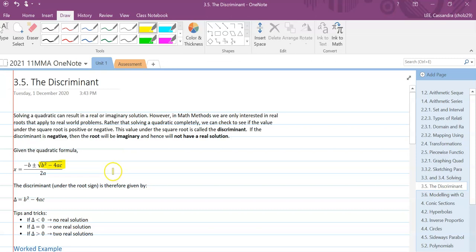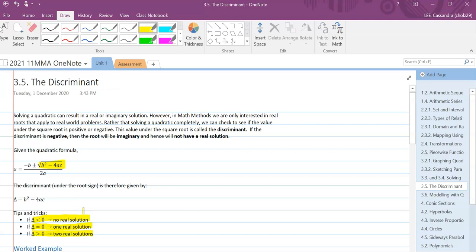So a couple of little tips and tricks. If my discriminant is greater than 0, so it's a positive value, that means I'm going to have two real solutions. And this is what we're used to dealing with here, okay? Similarly, if my discriminant is equal to 0, that means that I'm going to have one real solution. And if it's a negative value, then it's going to be an imaginary solution, so therefore not a real solution.